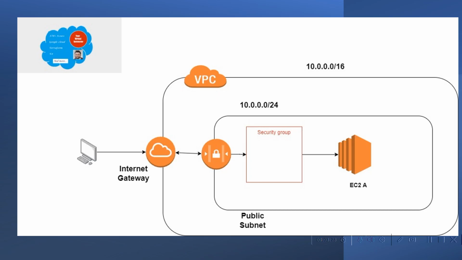So this is the architecture which we are going to follow in today's lab. We have one public subnet and an EC2 machine deployed in it, and we have one security group associated with it, and also we are going to make changes to the default NACL. Also this VPC has the internet gateway which allows the communication from the outside world. So let's jump into our lab today.